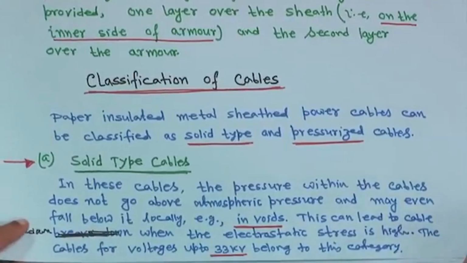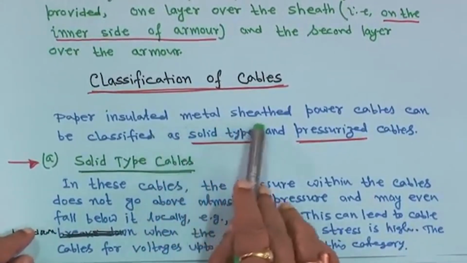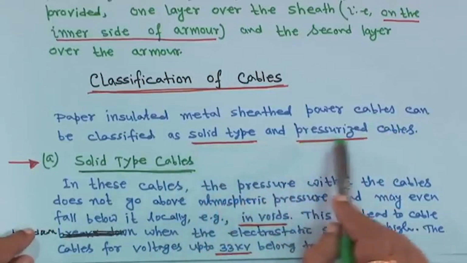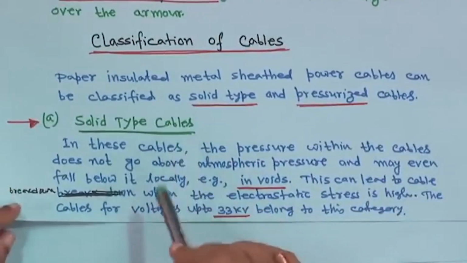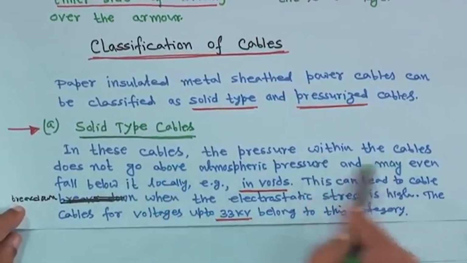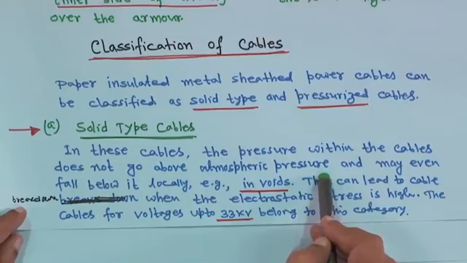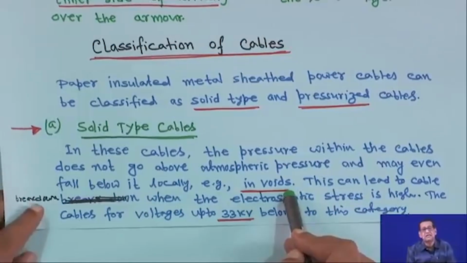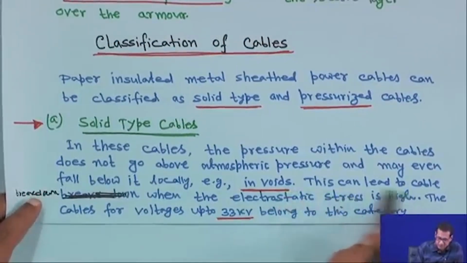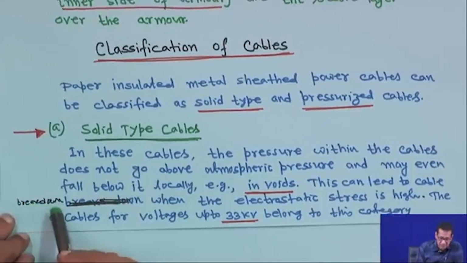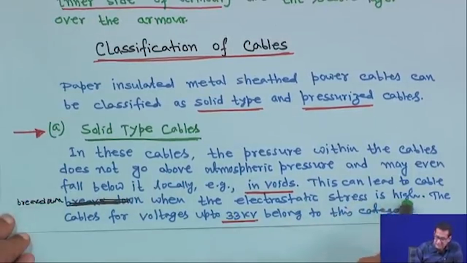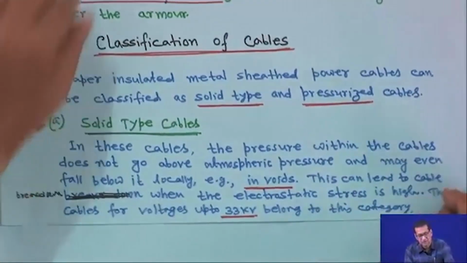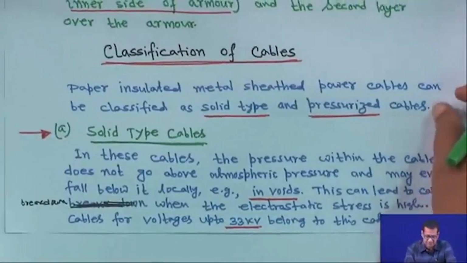So, classification of cables. Paper insulated metal sheath power cables can be classified as solid and pressurized cables. First is solid type cables. In these cables, the pressure within the cable does not go above atmospheric pressure and may even fall below it locally. For example, if void formation is there, then it will be less than atmospheric pressure. This can lead to cable breakdown when the electrostatic stress is high. The cables for voltage up to 33 kV belong to this category. So, solid type cables are used for up to 33 kV, right.